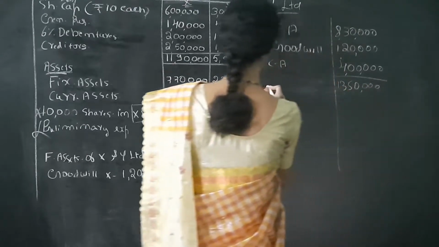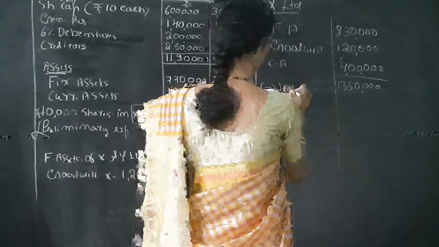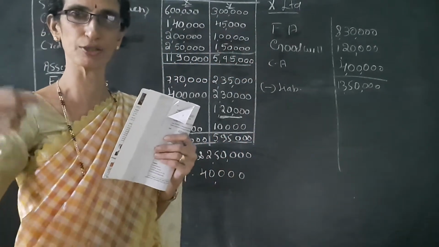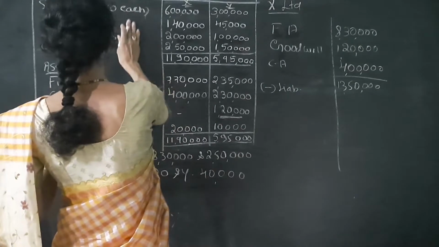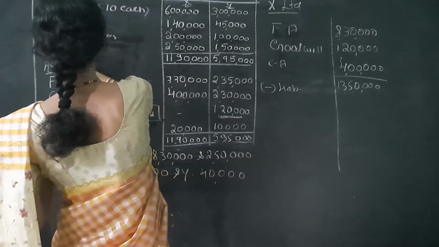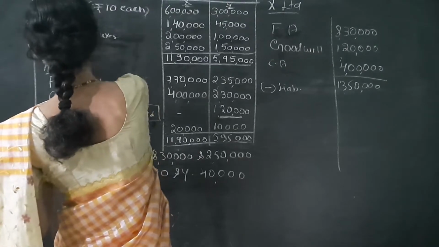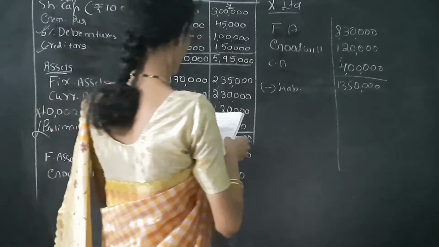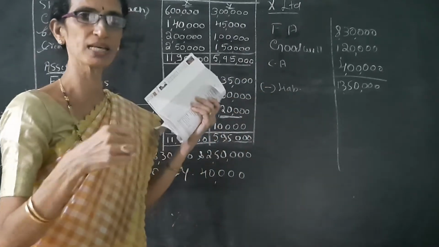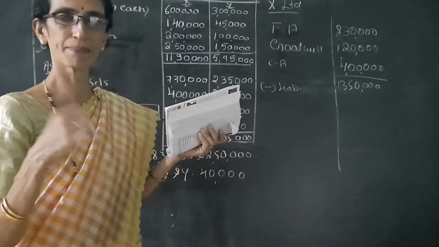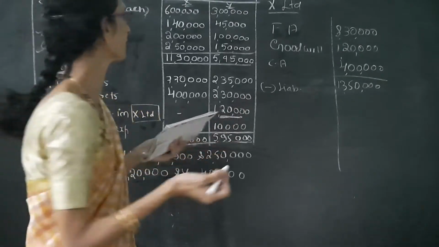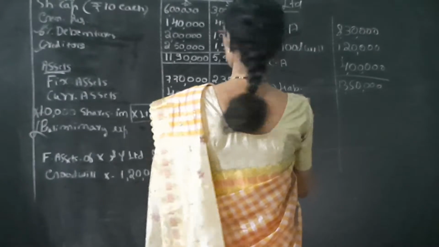13,50,000. From this asset, we have to deduct the liabilities payable to the outsider. See the liability side. It is given share capital, general reserve, and this is the debentures and creditors. So we have to deduct two liabilities. This debenture is also payable to the outsider. So we have to deduct two liabilities.